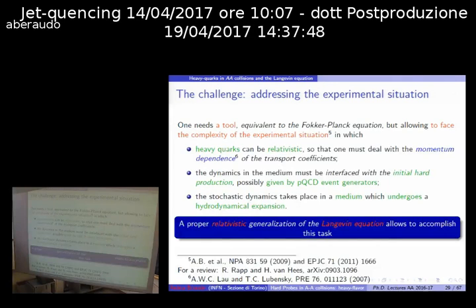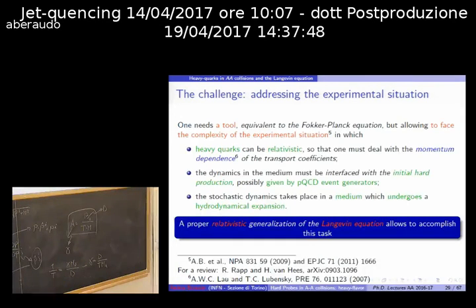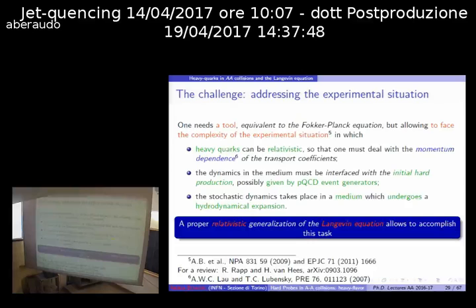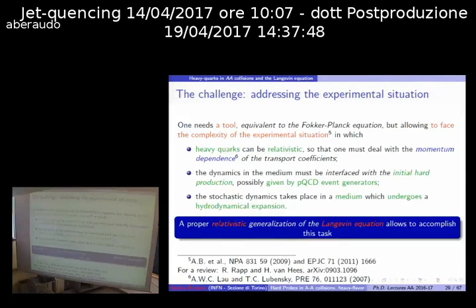Okay, so this was just motivated by the necessity of making you understand the setup. Actually, the situation is more complex because heavy quarks, in general, are relativistic. Heavy quarks that I produce in heavy ion collisions, so that, for instance, I cannot neglect the momentum dependence and get these very simple formulas. Then clearly the dynamics must be interfaced with the initial production. So I want to have a tool which is capable of taking the output of some QCD event generator and make these particles evolve in the medium.